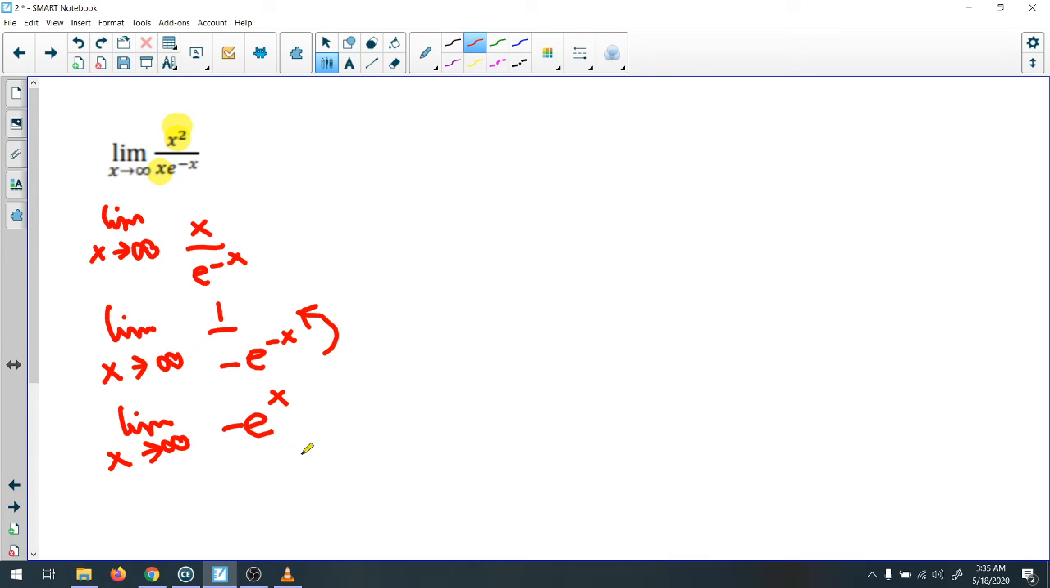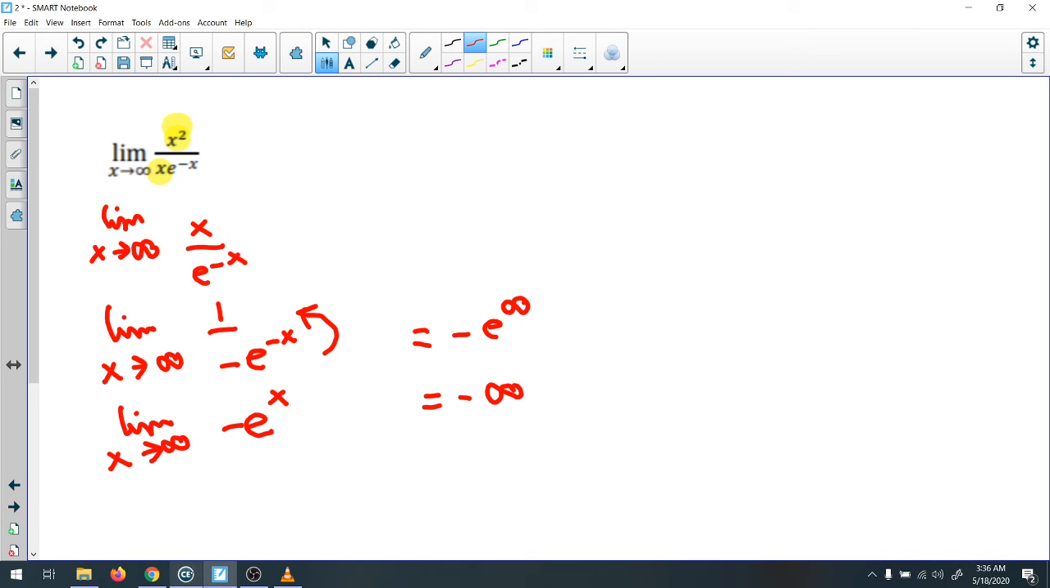Now it's time to substitute. When you substitute for x equals infinity, it will be negative e exponent infinity. And e exponent infinity will be infinity, and we have the sign negative. So the limit of this function will be negative infinity.